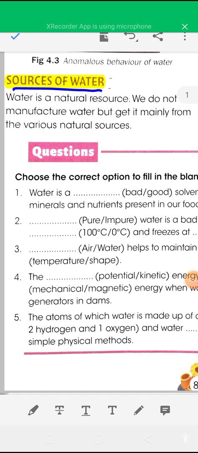Hello students, in this video today I'll discuss different sources of water. Water is a natural resource and we do not manufacture water, but we get it mainly from different natural sources, and the natural sources of water are rainwater, surface water, groundwater, etc.